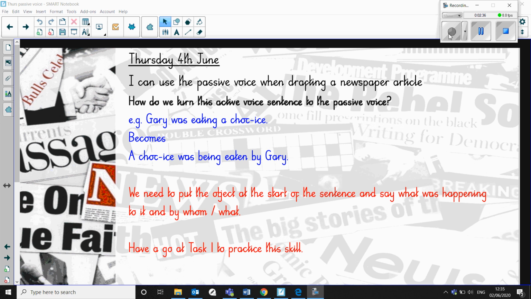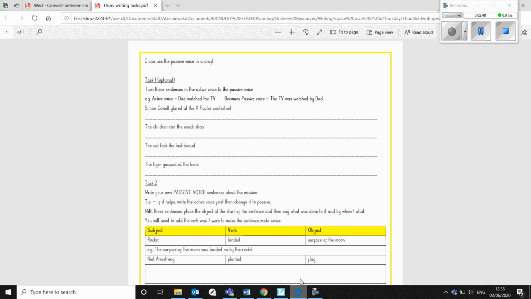So on your task sheet, task 1 will help you to practice the skill of turning the active voice into the passive voice. And you've got an example here. The active voice is Dad watched the TV, and the passive voice is the TV was watched by Dad. The word by is really useful. And remember, when we've looked at passive voice before, a little trick to remember that is if you can say by zombies at the end of the sentence, it makes sense as passive voice.